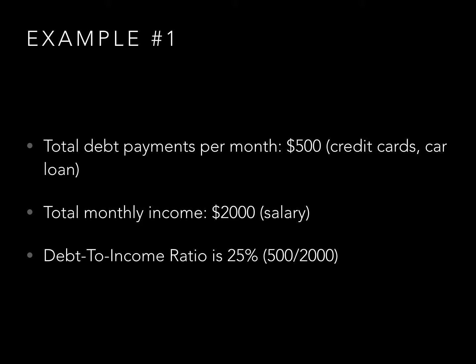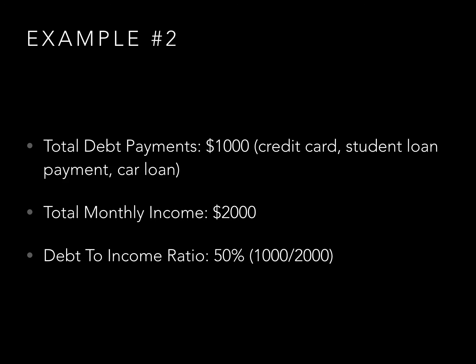If they wanted to get a home loan, let's just go to another example here. Let's just say they go to $1,000 a month in debt payments. So let's just say they have a credit card, student loan, car payment, and then let's just say $500 of that is their home loan, the one that they want to take out. And they're making $2,000 per month. Well, their debt to income ratio now is 50%, 1,000 over 2,000, and that's pushing it. That might not get you qualified right there.